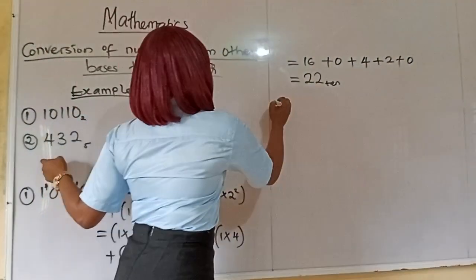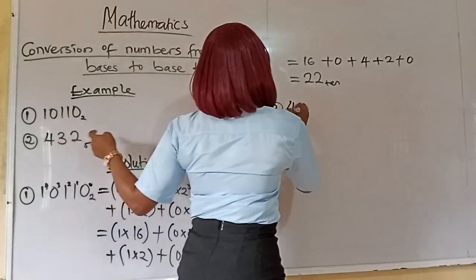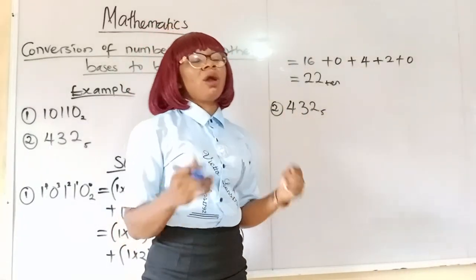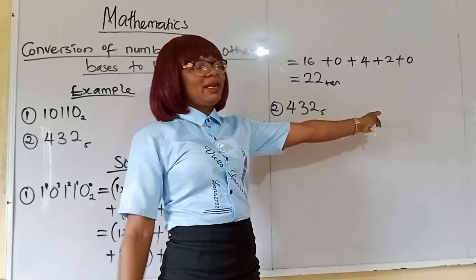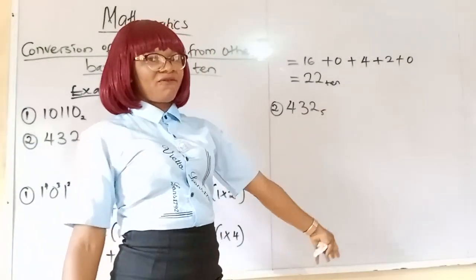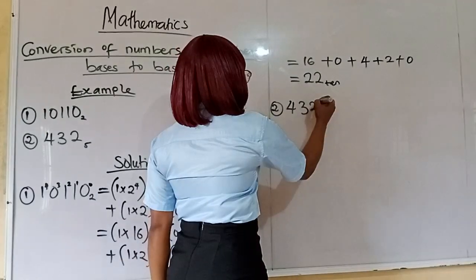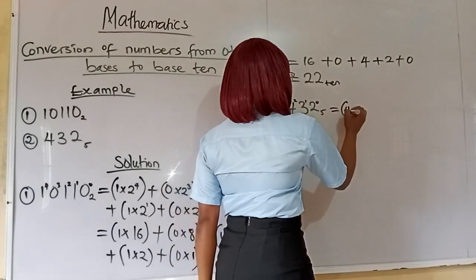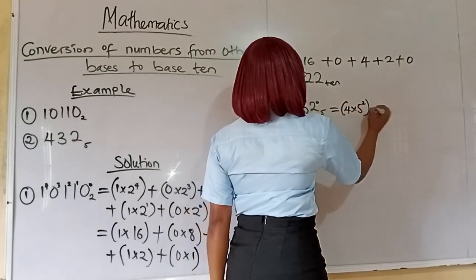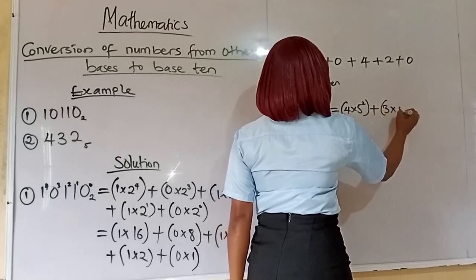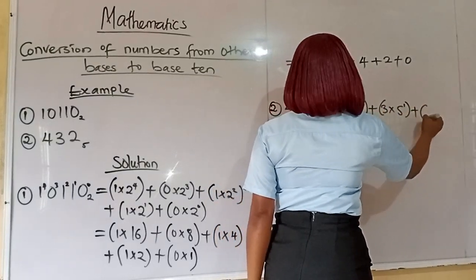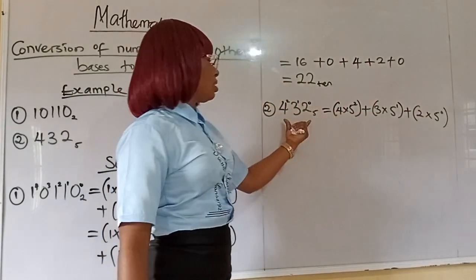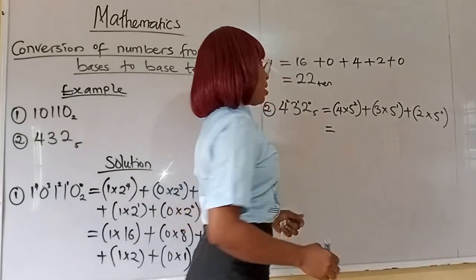Let's pick the second example. The second example is 432 base 5. Remember what we said: since we want to convert it to base 10, we first of all expand it in powers of the base and then simplify it to the end. To expand, give them their place values 0, 1, and 2. We start the expansion. This is 4 times 5 raised to the power of 2 plus 3 times 5 raised to the power of 1 plus 2 times 5 raised to the power of 0. We have expanded it in powers of its base, that's base 5.